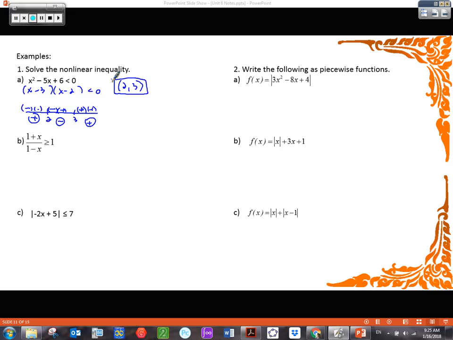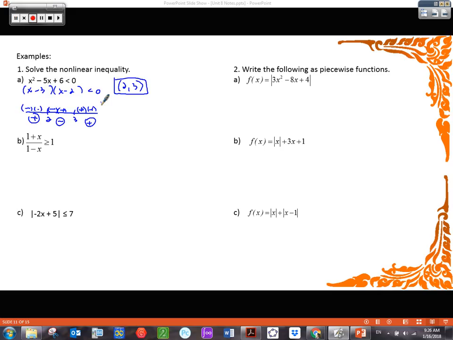Now, we have to be cautious about whether to use a parenthesis or a bracket. Since our inequality is just less than, there's no equal sign, we don't even have the opportunity to use a bracket. It would have to be equal to use a bracket. We don't have that, so it's going to be parentheses on this one. Okay? We okay with that?